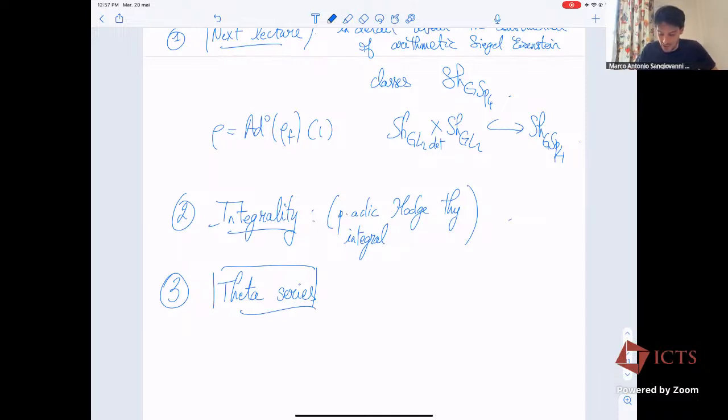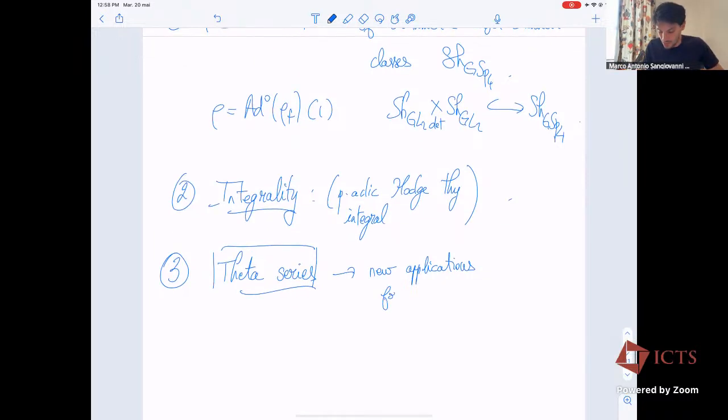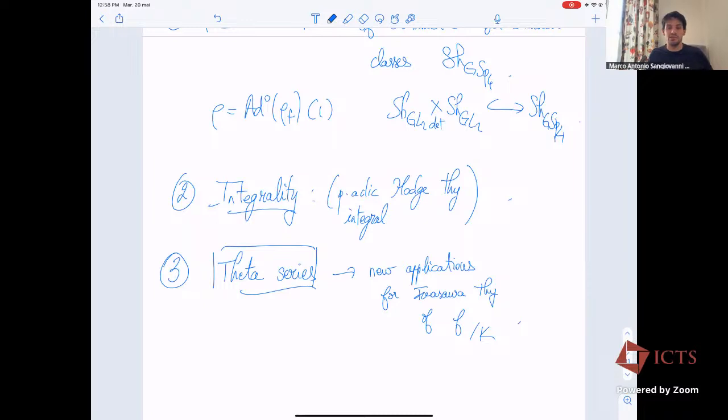And also it gives some new applications for Iwasawa theory of a modular form f, but over a quadratic imaginary field K.